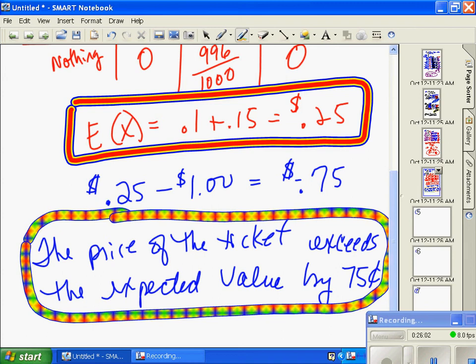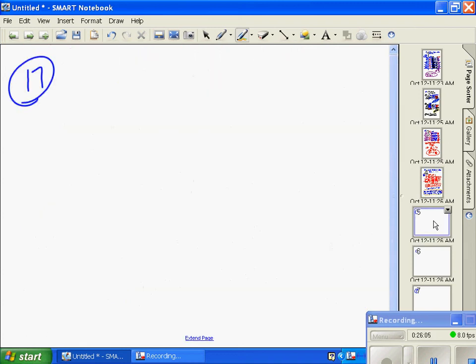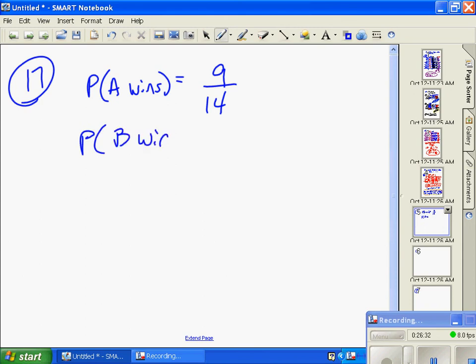Okay? Next one, which other one did I pick out? Number 17. Okay. Two teams have played each other 14 times. Team A won 9 games and Team B won 5 games. Okay, let's stop right there. The probability of Team A winning is, let's see, what was that again? 9 out of 14. The probability of B winning is going to be 5 out of 14. So that's good to write down.